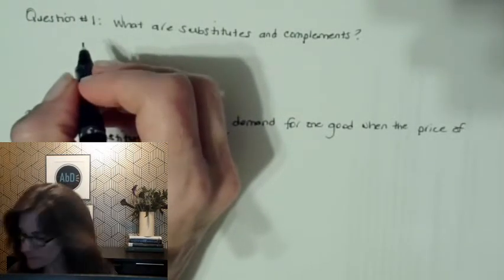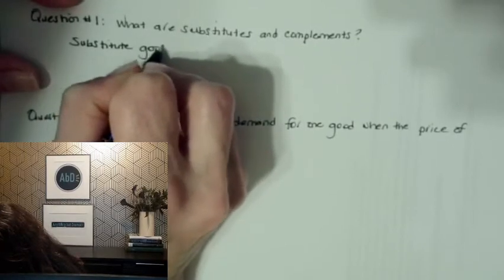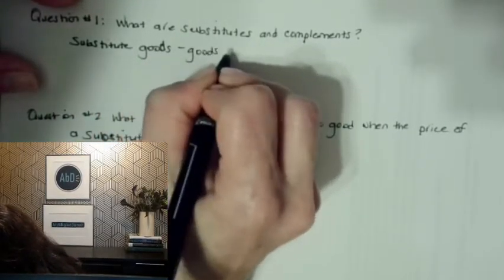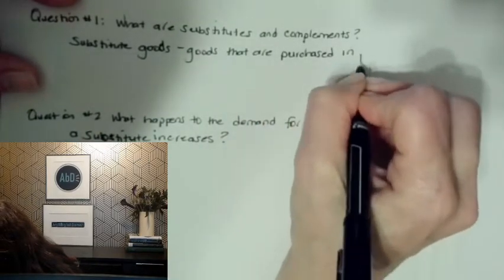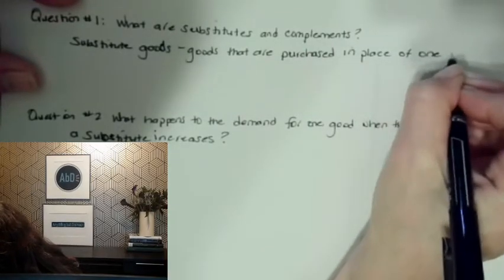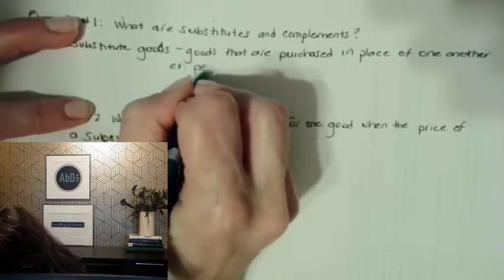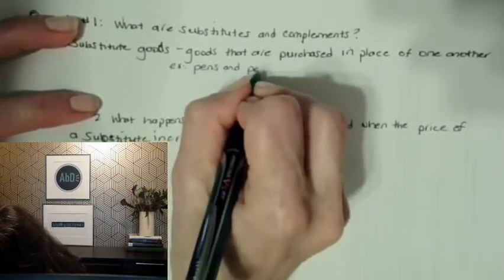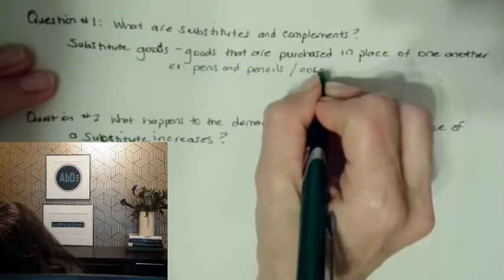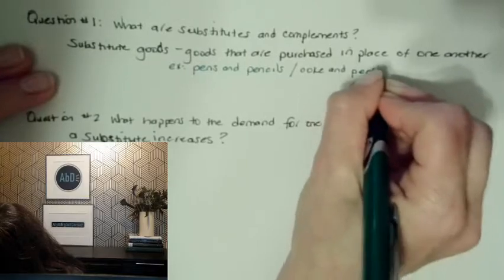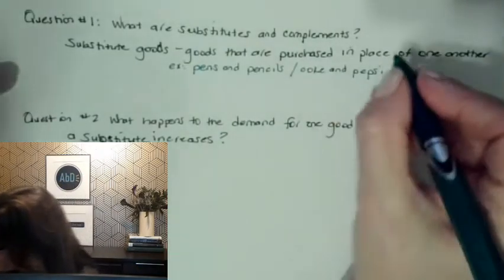Substitute goods are goods that are purchased in place of one another. Examples of these could be a pen and a pencil, two different name brand goods like, say, Coke and Pepsi, or two goods that are consumed in place of one another, say, like two fruits, maybe apples and oranges.